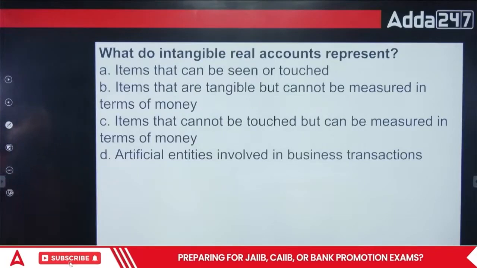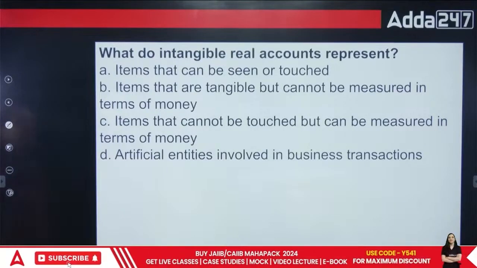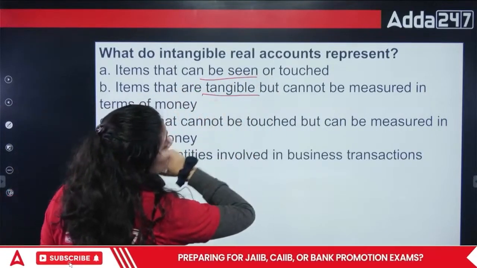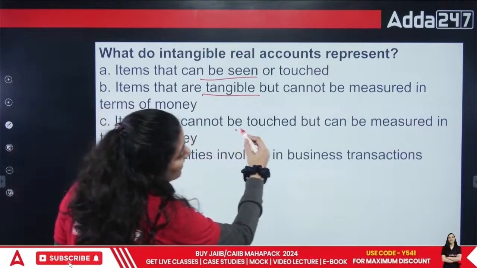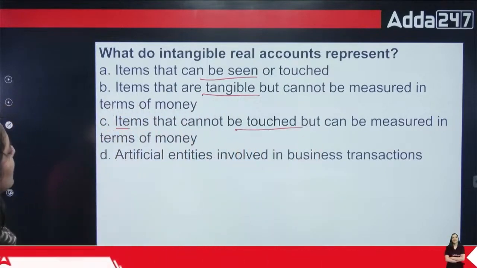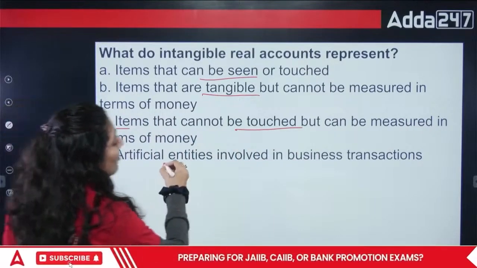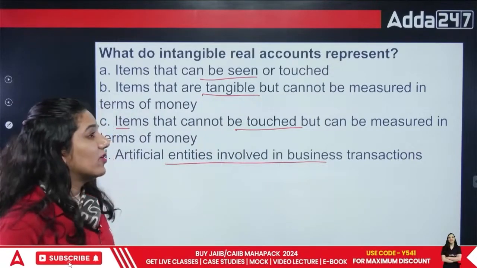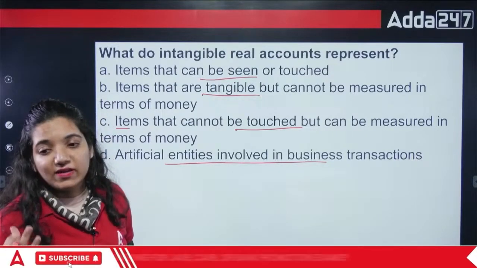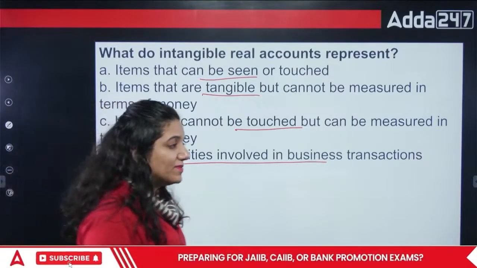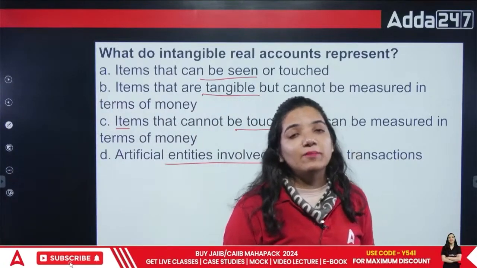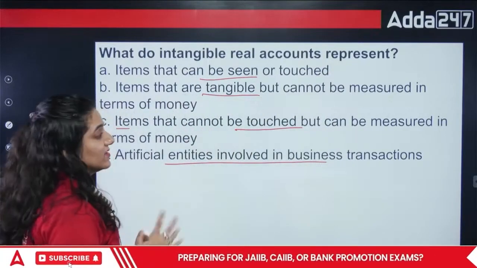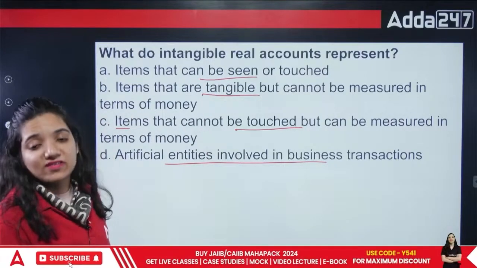Then what do the intangible real accounts represent? When we talk about the intangible real account, the options are: items that can be seen or touched, items that are tangible but cannot be measured, items that cannot be touched but can be measured in terms of money, artificial entities involved in the business transactions. Intangible real accounts relate to the area of all the assets which cannot be touched, and they are covered under real account only. So intangible assets means all the assets through which you earn money. For example, your goodwill, your patent, your copyright, your trademarks. All these are covered under this. You cannot touch goodwill, but it exists, and that becomes the reason that you're making good money.